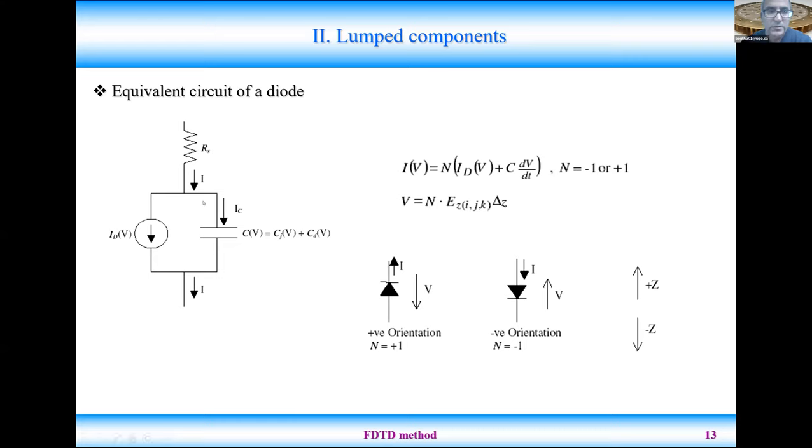Using these different models we have seen before, we can do an equivalent circuit for a diode, for example. A diode can be modelized by a serial resistor, capacitor, and here the DC current. By doing this, we can modelize the current like this. And here will be minus 1 or plus 1, depending on the orientation of the anode. Then we use the relation between the voltage and the electric field too. We also have N here. By using this current relation, we can introduce it in Ampere's law and resolve the new equation for the update of EZ.